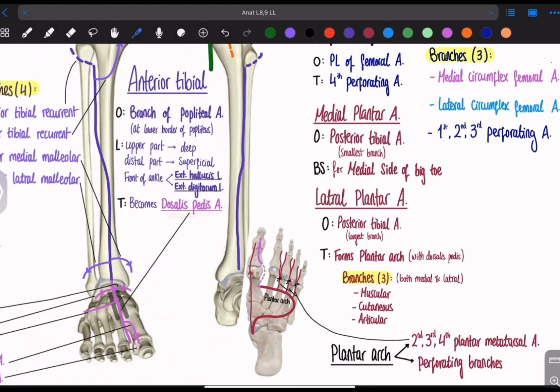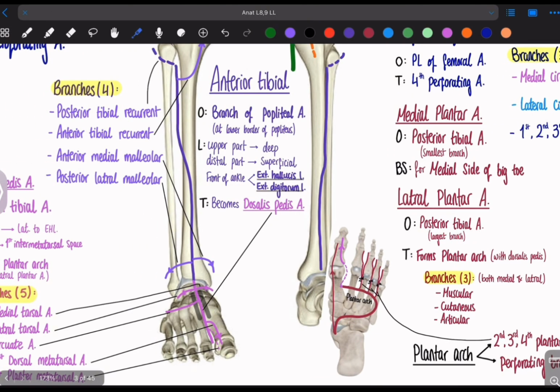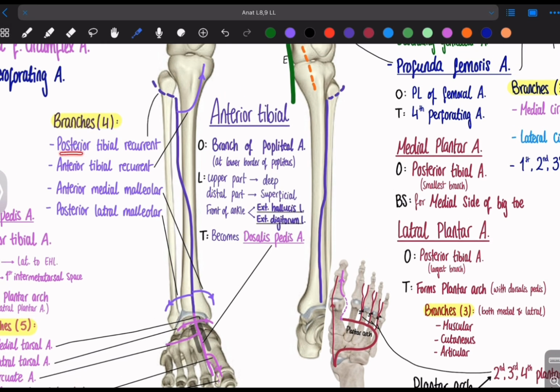Now let's see the branches of the anterior tibial, and then we'll come back to the dorsalis pedis. The anterior tibial has 4 branches. The branches are very, very easy as well. They're all named after the side they're in, just like the ones we just saw for the popliteal. So we have the posterior tibial recurrent.